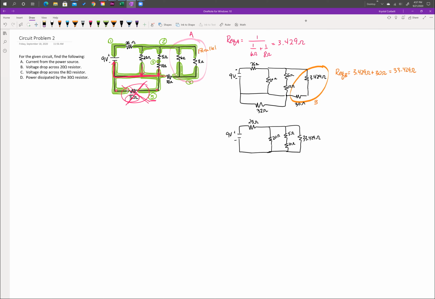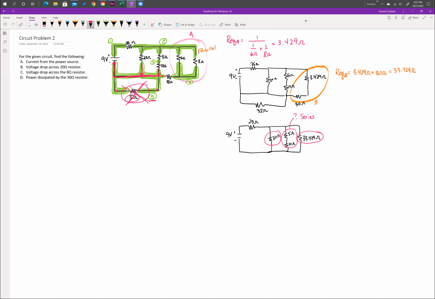Once we erase that 32 ohm resistor, you can more easily see that this 33.429 ohms is in parallel with the 5 and 10 ohm segment and the 20 ohm segment. Now, what do we see about the 5 and 10 ohm segment? These are in series with one another. And we can see that with our nodes.